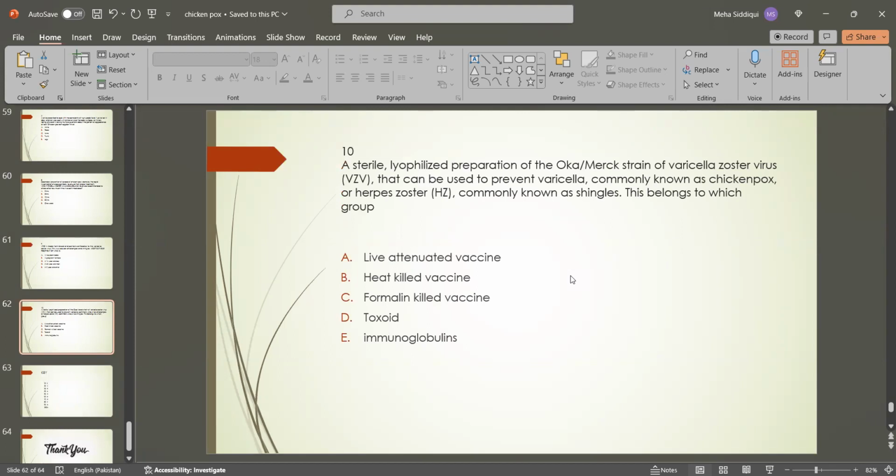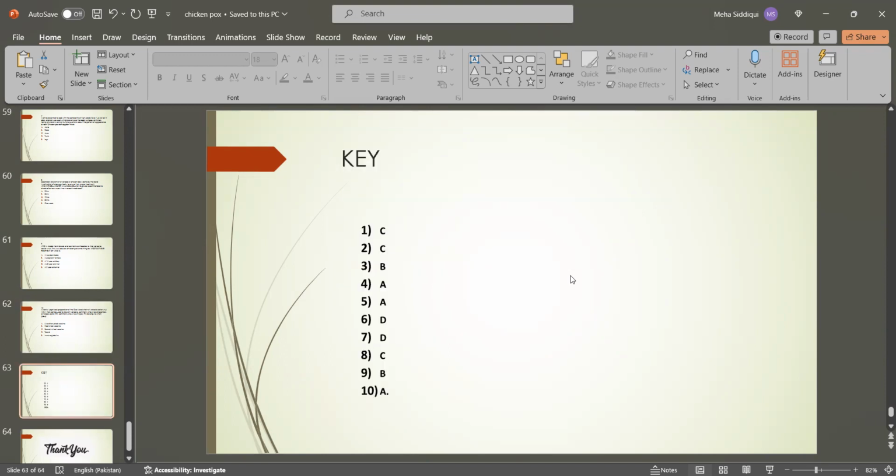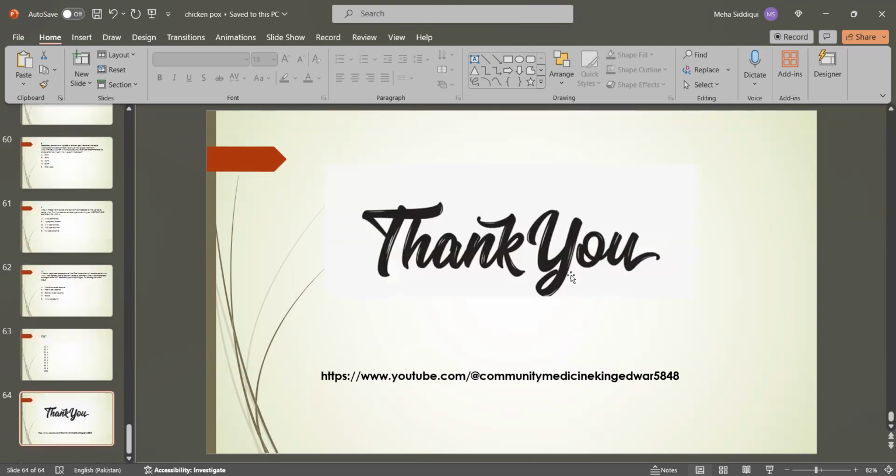MCQ number 10. A sterile lyophilized preparation of Oka-Merck strain of varicella zoster virus that can be used to prevent varicella, commonly known as chickenpox, or herpes zoster, commonly known as shingles. This belongs to which group? Live attenuated vaccine, heat-killed vaccine, formalin-killed vaccine, toxoid, immunoglobulins. Anyone? A is the right option, live attenuated vaccine. This is key of MCQs, and thank you for patient listening.